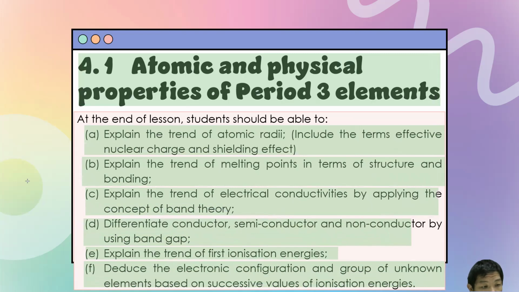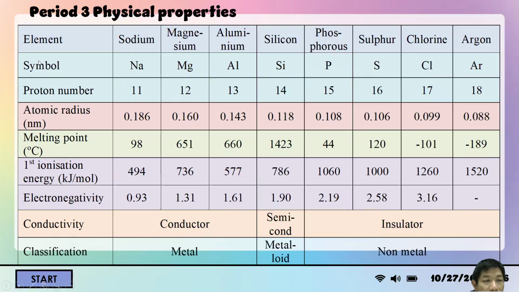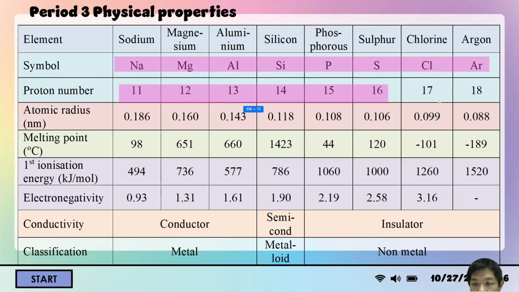Right. So let's have a look first at the introduction to the physical properties. Showing to you here is the period 3 physical properties. So who are the period 3 members? Our period 3 members include sodium with the symbol Na, magnesium Mg, aluminium Al, silicon Si, phosphorus P, sulfur S, chlorine Cl, and argon Ar, with the increasing proton number from 11 until 18.